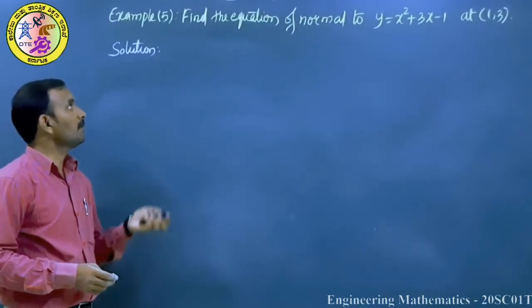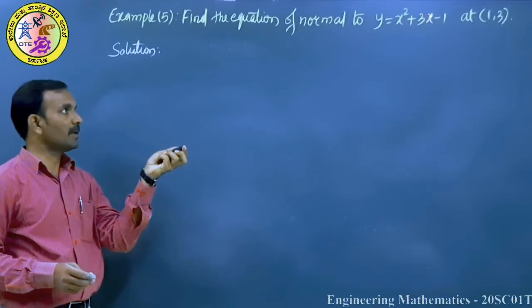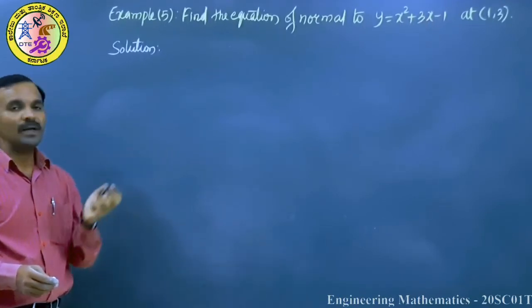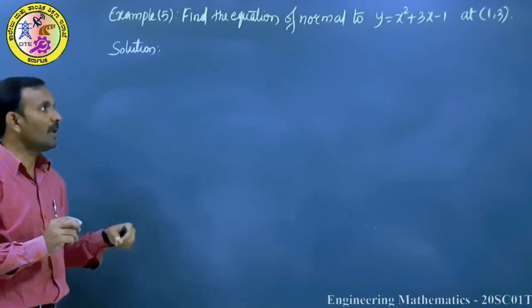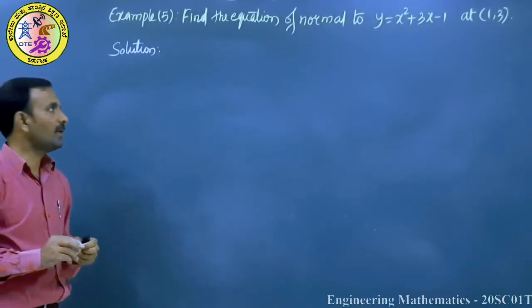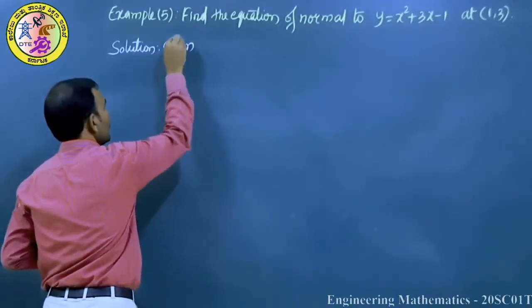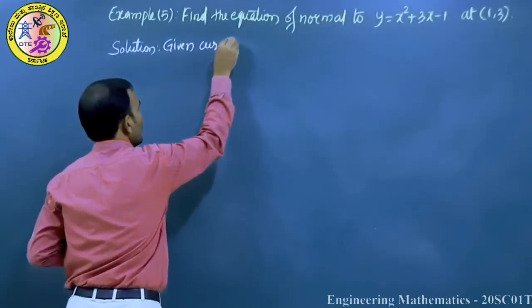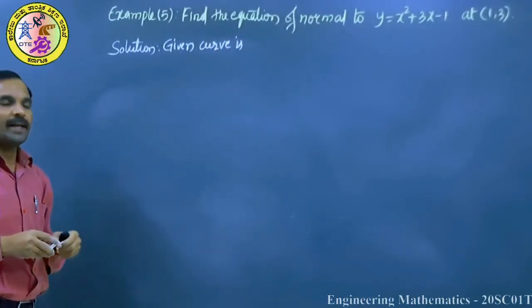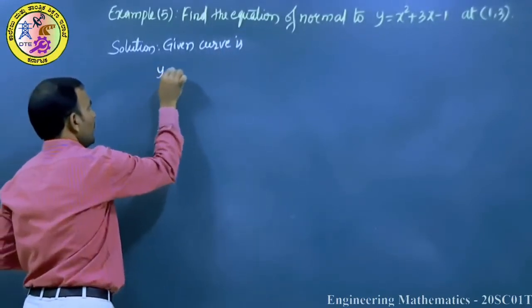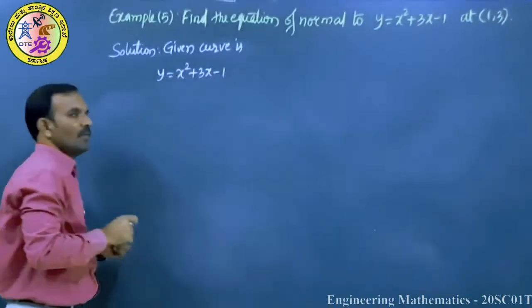Next we move to problem 5, that is example 5. Find the equation of normal to the curve y equal to x square plus 3x minus 1 at 1 comma 3. First you have to find the value of m and the slope of normal, then the equation of normal. The given curve is y equal to x square plus 3x minus 1.